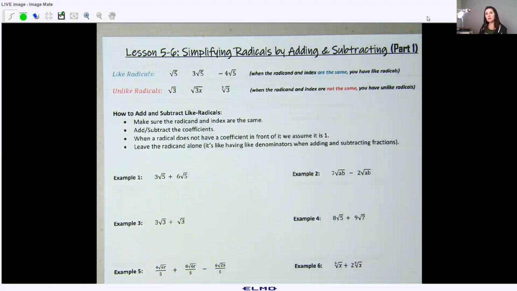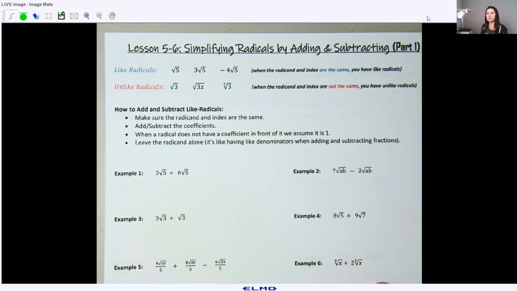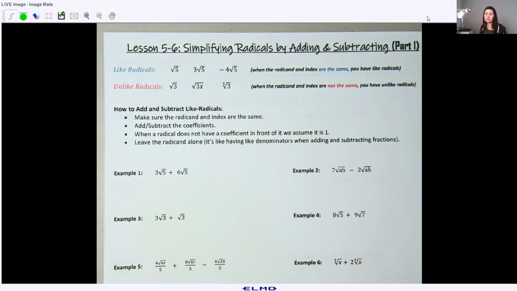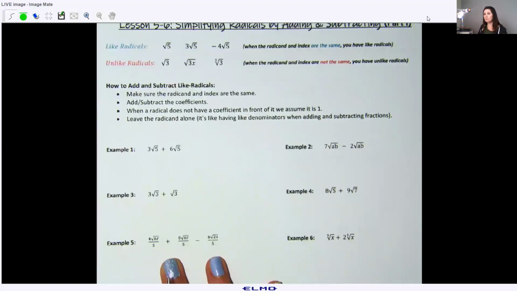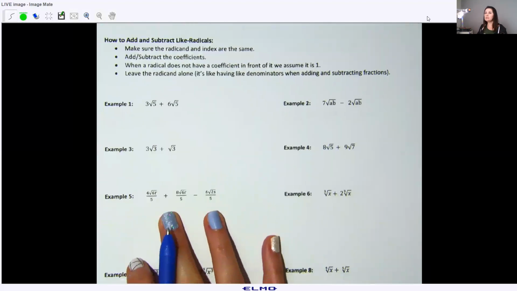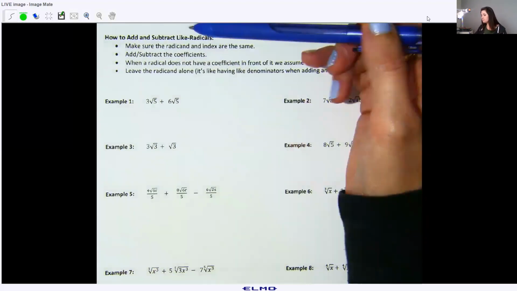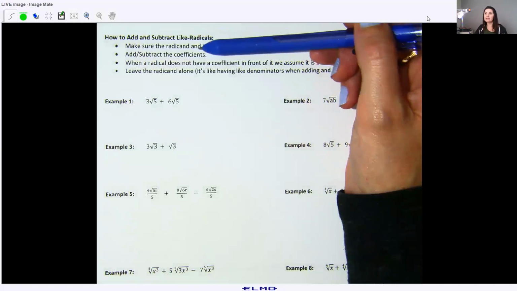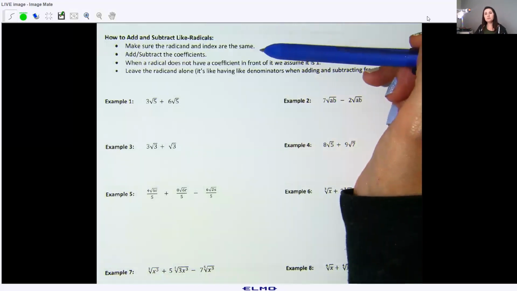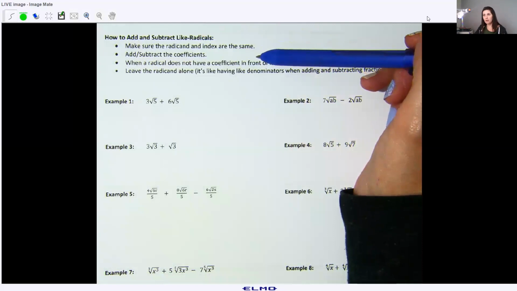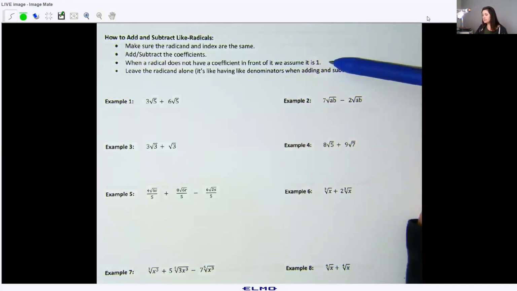Okay. So just keep that in mind as we're working with adding and subtracting radicals, because in order to add and subtract, both of the index and the radicand have to be the same. All right. So looking at the steps, first you have to make sure that radicand and index are the same. Then all you have to do is add the coefficients together, okay? One thing that you need to keep in mind is that if a radical does not have a coefficient in front of it, then we assume it's a 1, okay? And the last thing, leave the radicand alone.